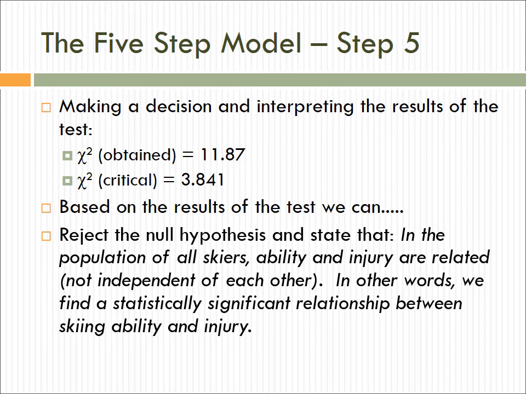So in this case, we can reject the null hypothesis, and we find support for our working hypothesis that level of skiing ability impacts injury or not. So we find a statistically significant relationship between skiing ability and injury. And we know this because the obtained chi-square is above 3.841, and the p-value was 0.002. Right? So it's below 0.05. So as the chi-square number or the test number goes up, your p-values are going to go down.